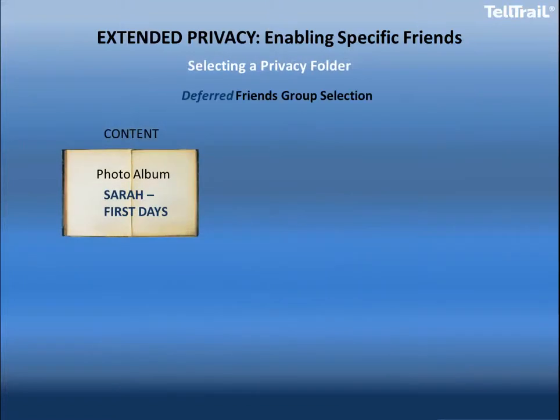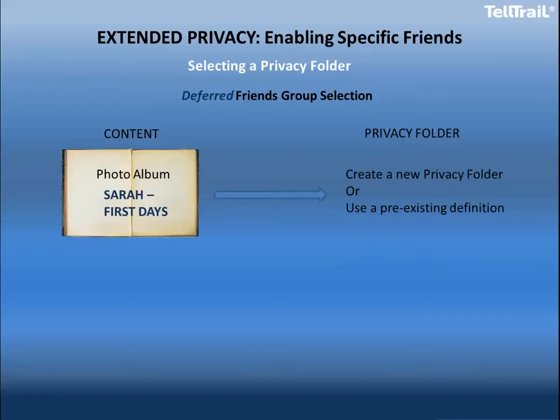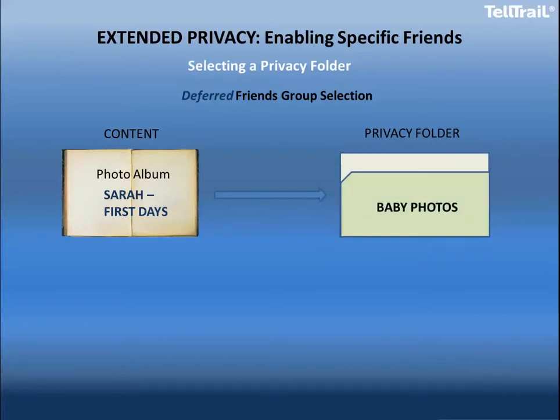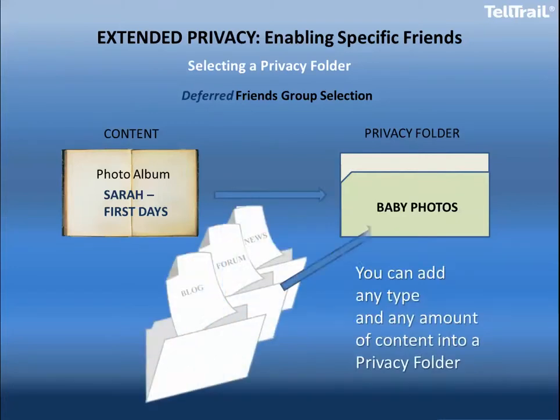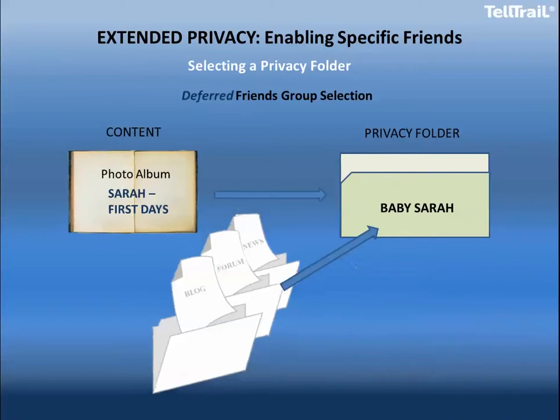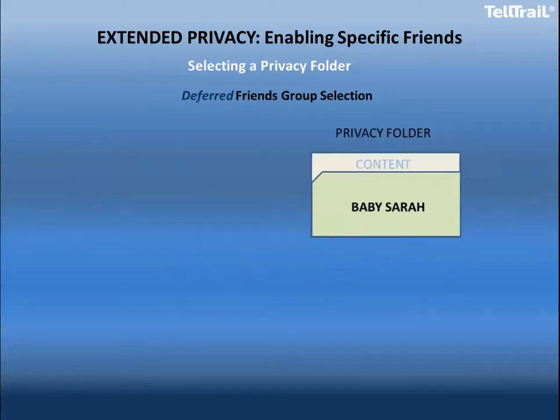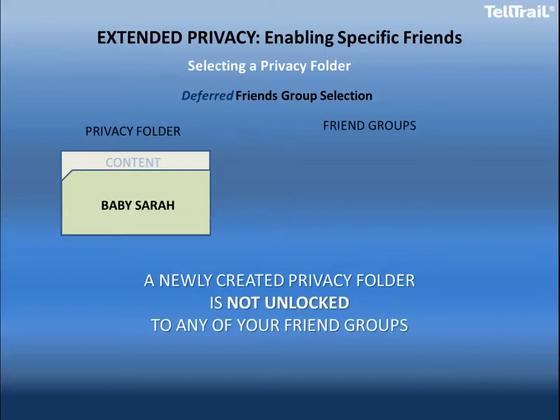Let's say that instead of nominating a specific friend group for the album, you decided to put it into a privacy folder. Having no privacy folders already defined, you would have to put it into a new privacy folder. Once you've done that, then your privacy folder remains available for all other types of content that you may wish to publish to a common audience, and you're free to rename the privacy folder according to your needs. But when it's first created, a new privacy folder hasn't been authorized for any viewing and is therefore essentially personal.